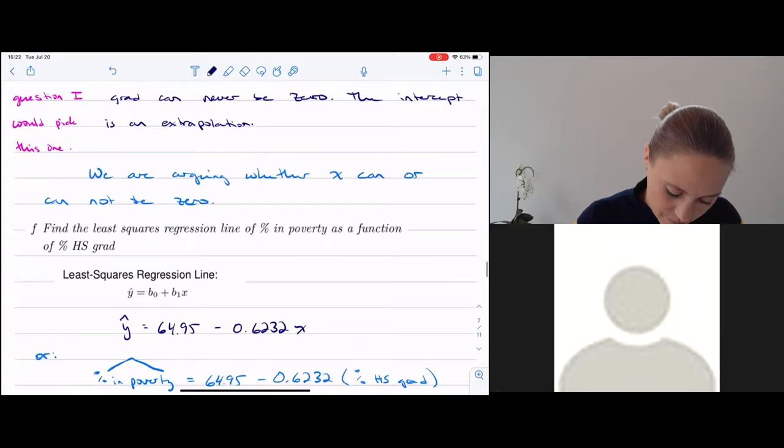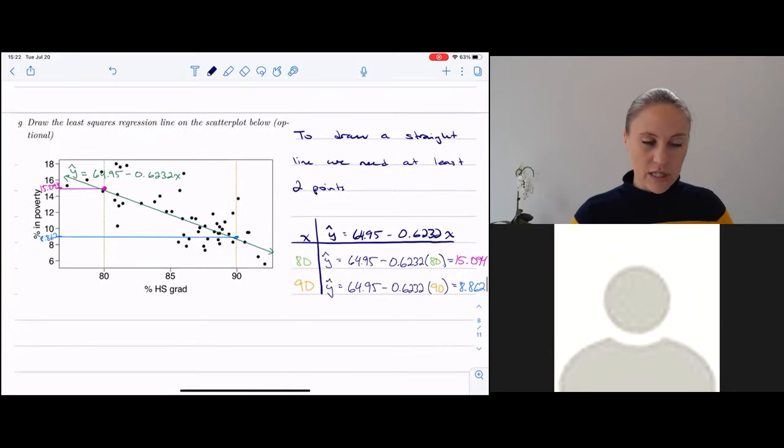So that's how you draw a straight line. That's totally optional. I'm not going to make you do that necessarily, and if I am, then I'll warn you. But that's how you would do it, and that's how these lines are made.